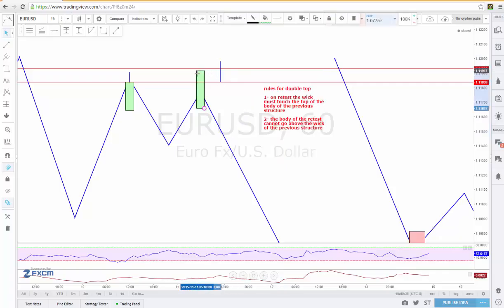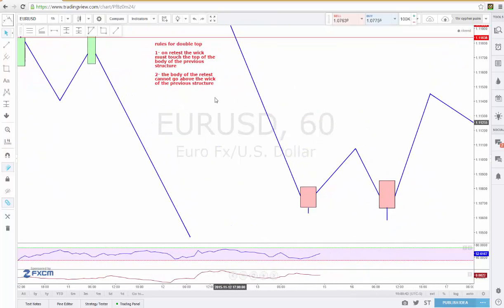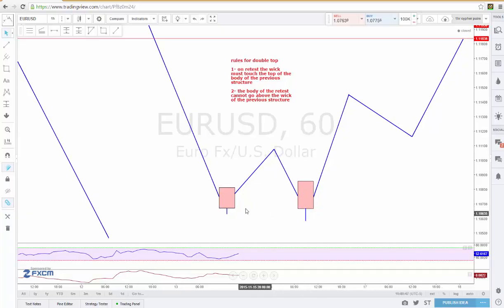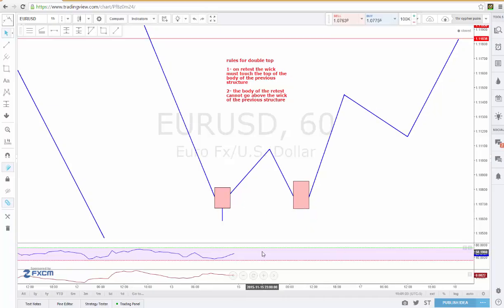So I hope those rules make sense. They are the same for a double bottom. I went ahead and drew one out, just the opposite. Instead of the highest high of the body, now you're looking at the wick has to touch the lowest low of the body. The lowest body of the candle, this wick must touch. And the body of the retest here cannot close below the wick of the initial test.